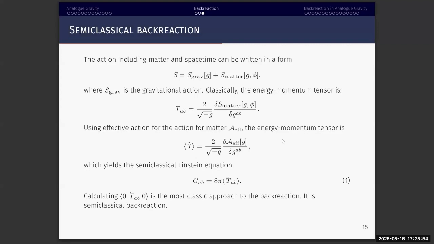So this is just the normal way. What I usually see when I search for backreaction in usual cosmology, though I'm not good at searching, is this effective action approach to define the energy momentum tensor. The vacuum expectation value of the energy momentum tensor can be defined using the effective action. This is of course a very difficult topic because we need to normalize this energy momentum tensor. It is not easy.